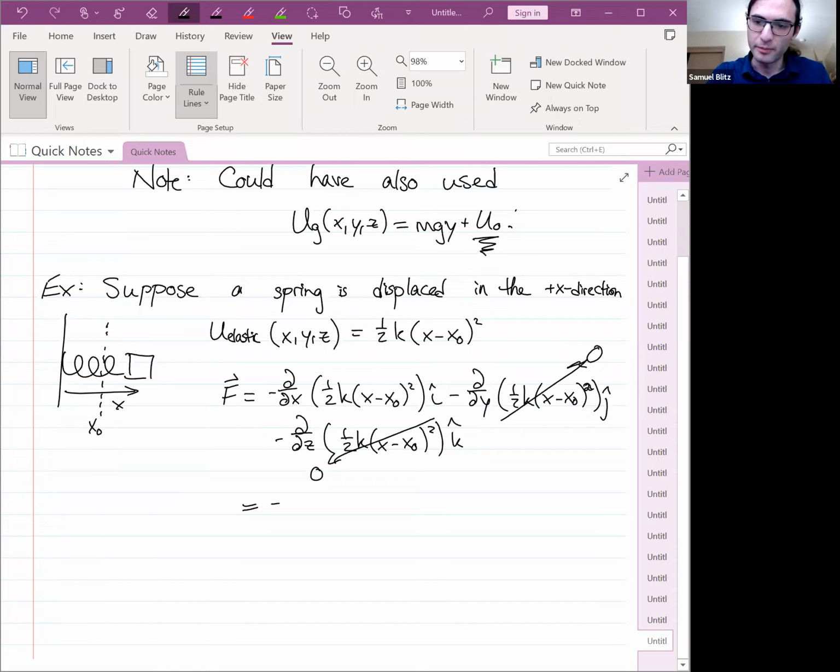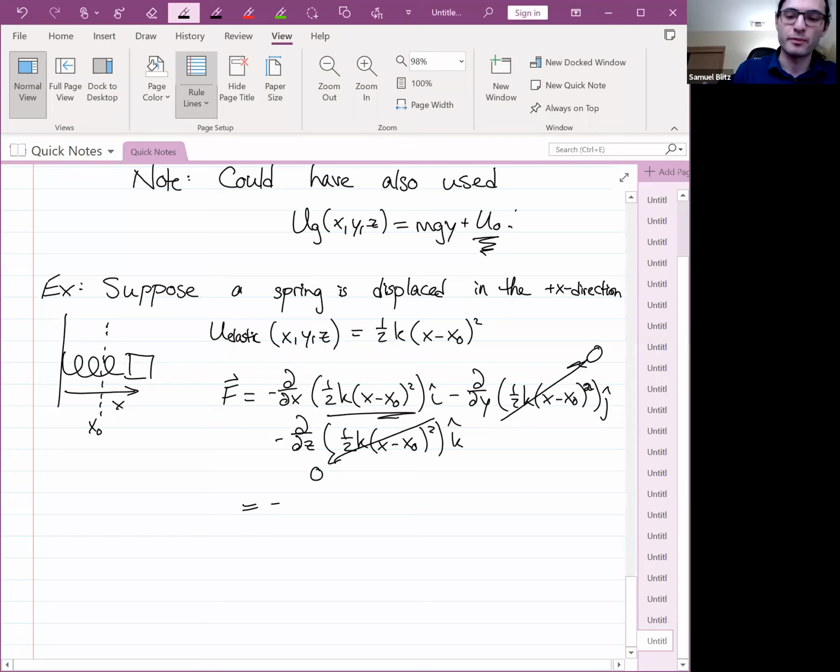Okay, excellent. All I did was take the derivative of this last term. That's just a normal derivative, and what you end up with is minus k times (x minus x naught) in the i hat direction. That's exactly what we expect the force to be, because we know the formula: minus k (x minus x naught). So our method seems to work.